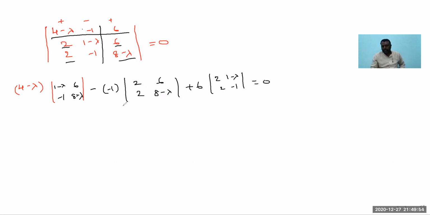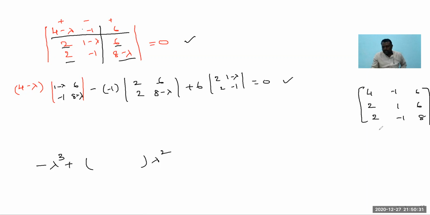One way is you can multiply it out. The other way is what we were discussing already, the shortcut method, which you can do in rough. So what is the shortcut method? First step is compulsory, second step as well. While doing the third step, you can write directly minus lambda cube plus lambda squared times the sum of the diagonal elements. What are the diagonals? See, I'm writing the matrix here again: 4 minus 1 6, 2 1 6, 2 minus 1 8.